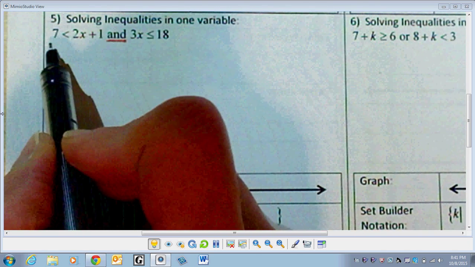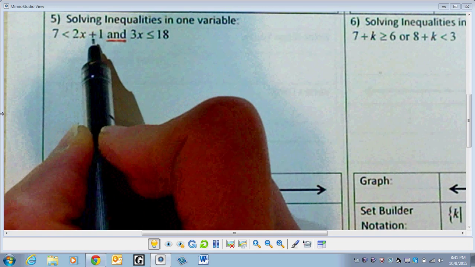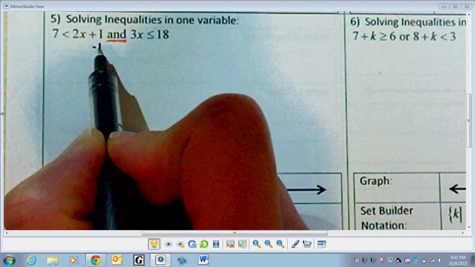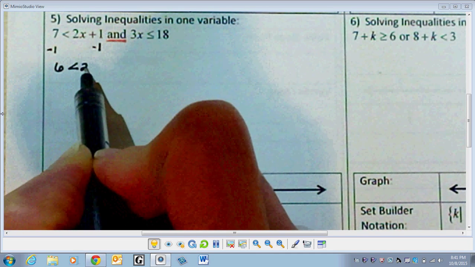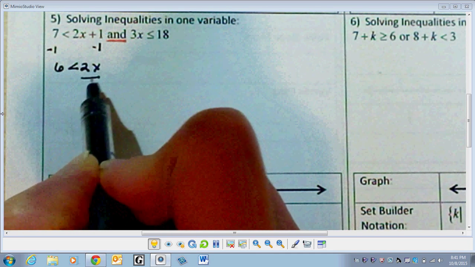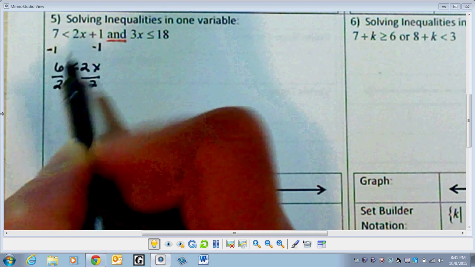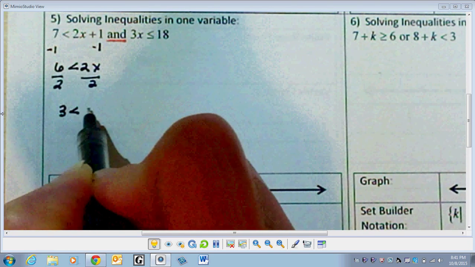So here I have 7 is less than 2x plus 1, so I'm just going to subtract 1 from each side. So I get 6 is less than 2x, and then I'm going to divide both sides by 2, so I get 3 is less than x.